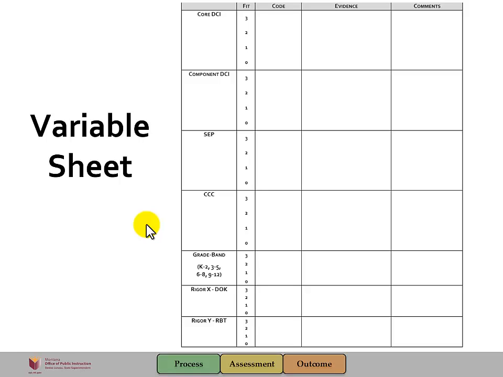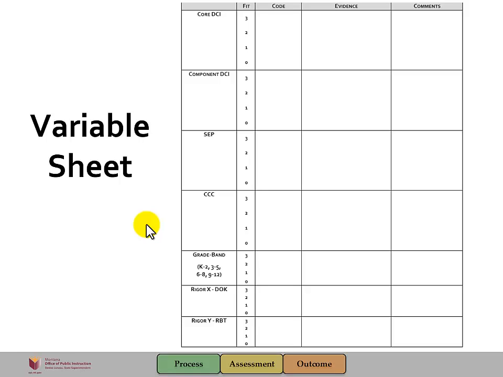Here, we have a variable sheet, and in this we are looking specifically at an item. We are given information about the item, including its NAEP subtopic and item description, but the grade band, the disciplinary core idea, the component DCI, the science and engineering practices, and the cross-cutting concepts are unknown to us, as these relate to the Science K-12 framework. Additionally, we do not know what the depth of knowledge or the revised Bloom's taxonomy are.